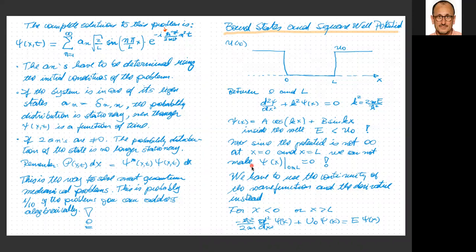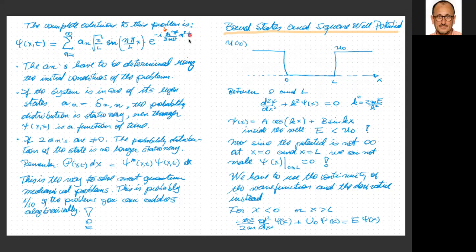So if the system is in any one of these eigenstates, let's say a sub n here in this summation is equal to the Kronecker delta. So it's only different from 0 when n is equal to m. The probability distribution is stationary, even though phi of x,t is a function of time. Because if I only have one energy here in the exponent, when I conjugate that and multiply by the complex conjugate, those terms cancel out. So this is no big deal.